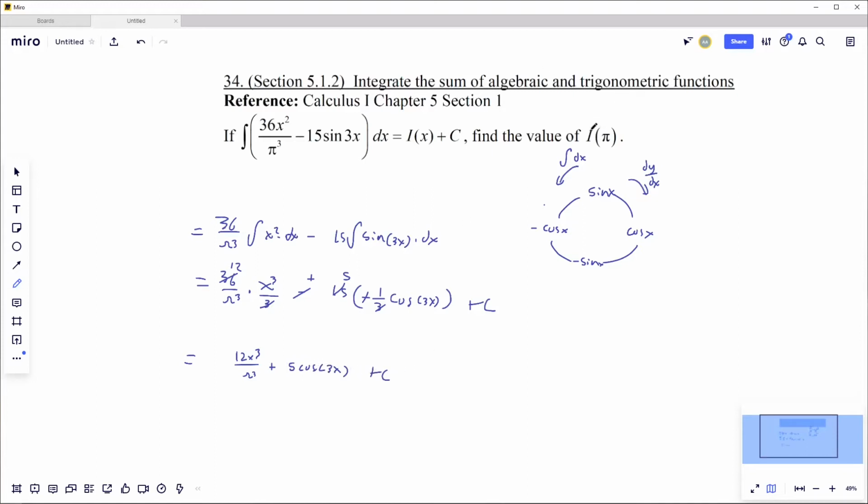And they just want the I of pi, where they say this is I, so this is our I function. This is I of x. So what's I of pi? I of pi is, here pi, the pi cubed cancels with the pi cubed. You have 12 plus 5 cosine 3 pi.